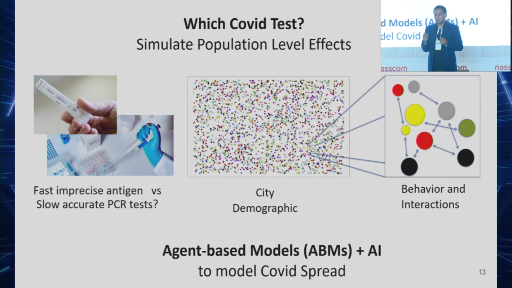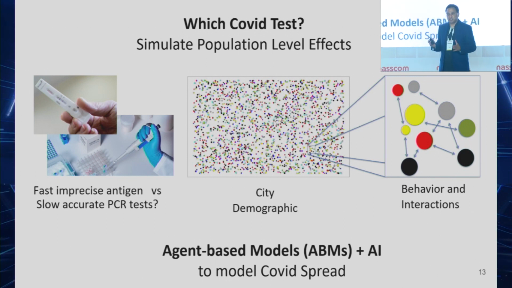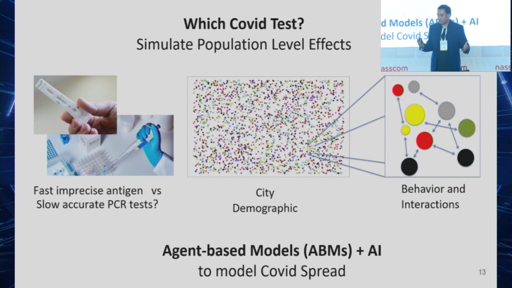So if you have this question about should you deploy low cost and fast, imprecise antigen paper tests, or should you use very fast and precise antigen tests versus very slow but very accurate PCR tests? These are decisions that every city had to make, every state has to make, worth billions of dollars. And lives are at stake.